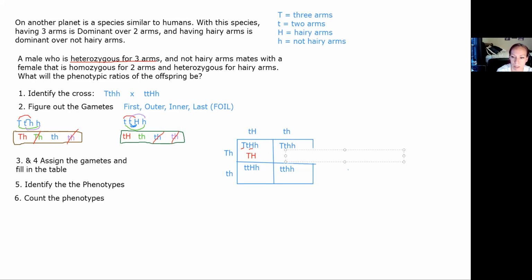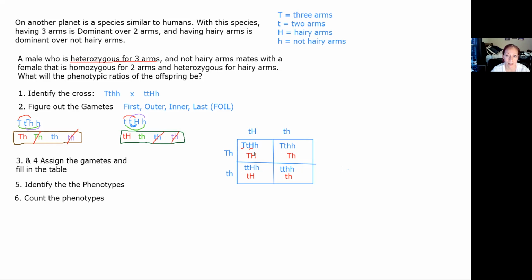This individual will be a capital T, lowercase h. In this lowercase h situation, there is no bully, so that recessive trait will show. This one will end up being lowercase t, capital H. And this one will end up being lowercase t, lowercase h. All right, so we've identified the phenotypes.